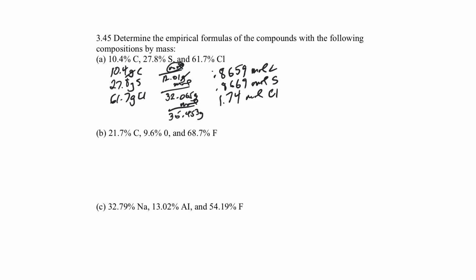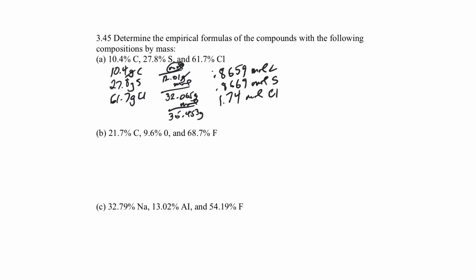Now, I don't like these decimals because I want a ratio. I want whole numbers. I want 2 to 3 or 1 to 2 or 4 to 5. I don't want 0.8659, because we're not going to have 0.86 of a sulfur atom. We're going to have multiples of sulfur atoms. We're going to have 2 of them or 10 of them or 40 of them. We're never going to have 0.865 of them. But these numbers are related to each other.